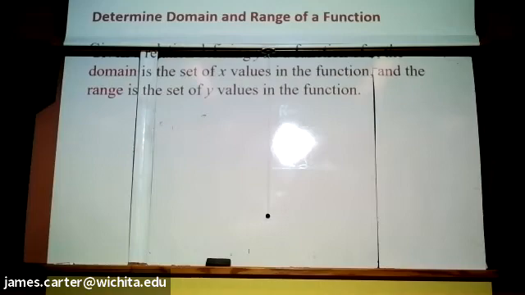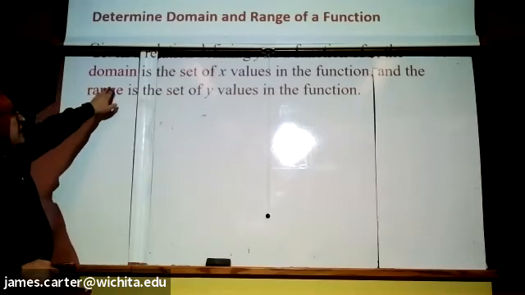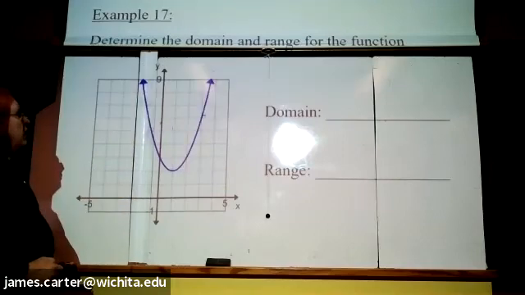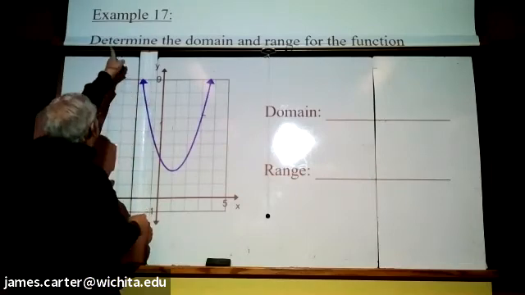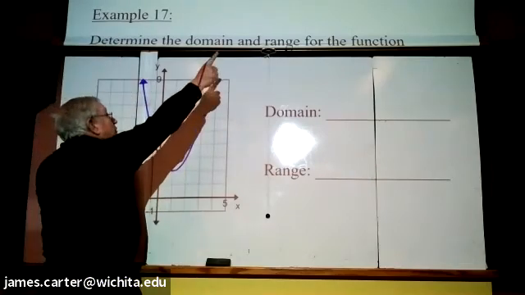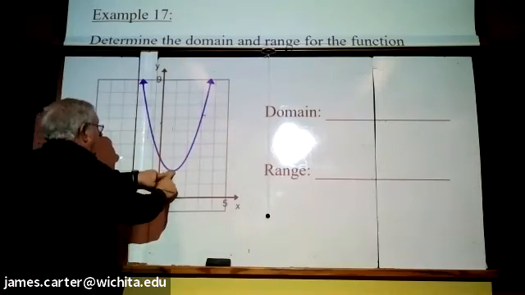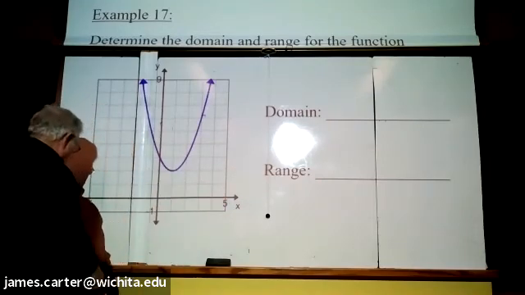Okay, finding the domain and the range. We've said this before, the domain is the set of x values in the function, the range is the set of y values. Okay, what is the domain on this? Well, since this goes forever and forever, both outwards and upwards, then this goes from negative infinity to infinity for the domain.